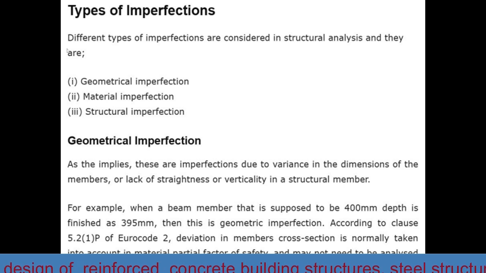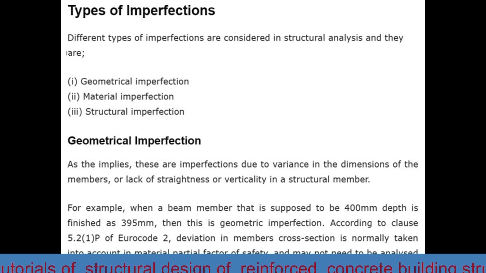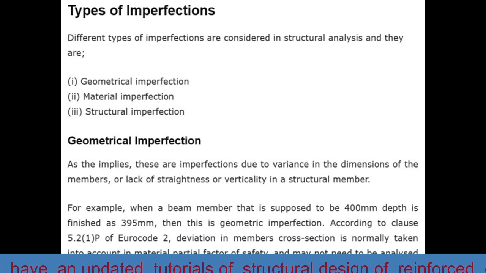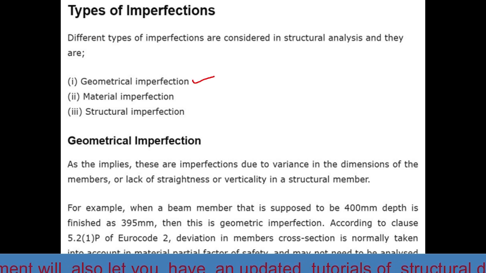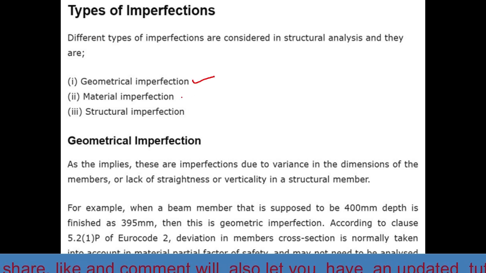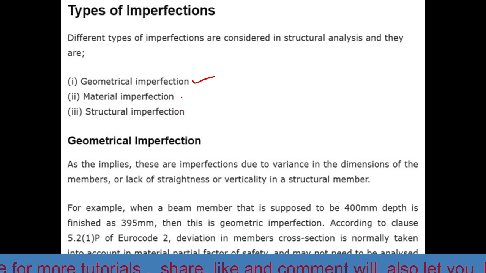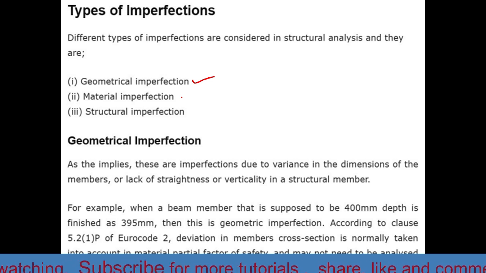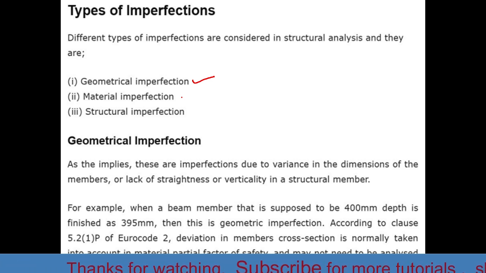Here we have three types of imperfection. The first one is the geometric imperfection, which results from the change in geometry.